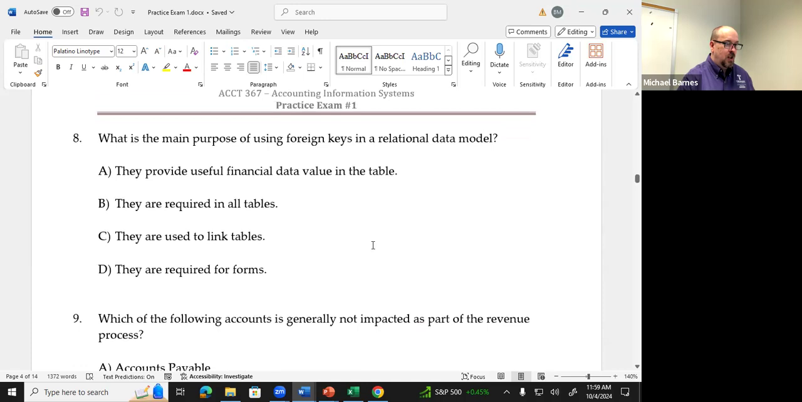Question number 8. The main purpose of using foreign keys in a relational data model. So what's the goal of a foreign key? In order to understand that, we need to understand what a foreign key is. Remember, a foreign key is a primary key from another table that is used in a separate table to link those tables together. So if I've got an inventory ID table, and then an inventory category table, and I want to link what category inventory falls in, I can use that inventory ID, which is our primary ID in one table, in the inventory category table and say, this falls within this category.